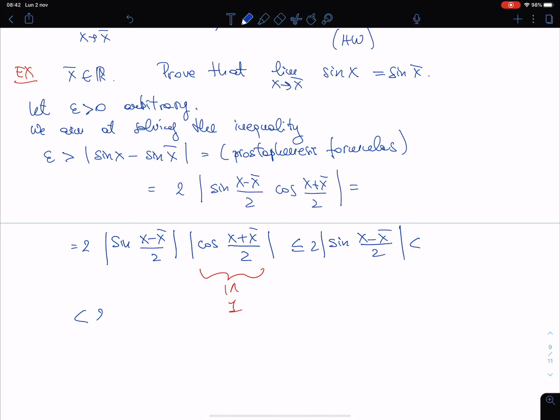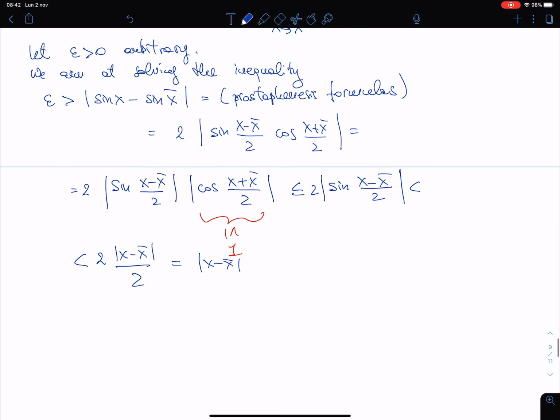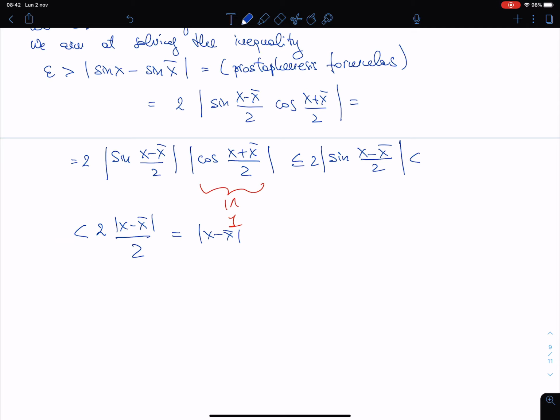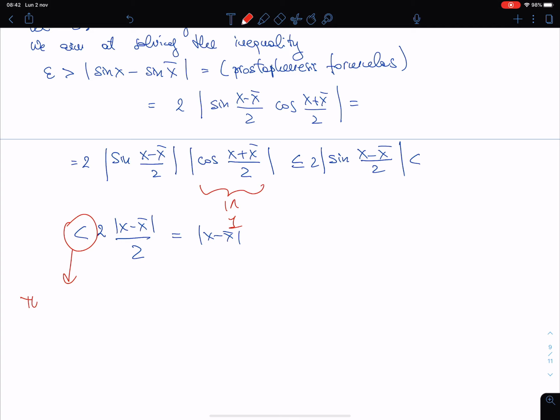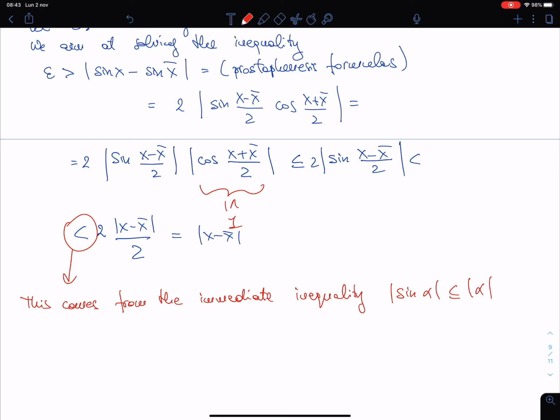Okay? And this is less than or equal to 2 times the absolute value of (x minus x bar) divided by 2. And this is equal to the absolute value of x minus x bar. So I want to explain this. This simply comes from, okay, let me move here, this comes from the immediate inequality: the absolute value of sine alpha is less or equal to the absolute value of alpha. Okay?